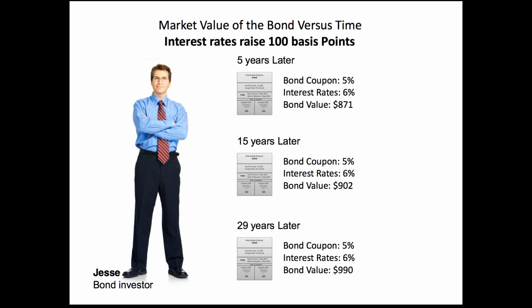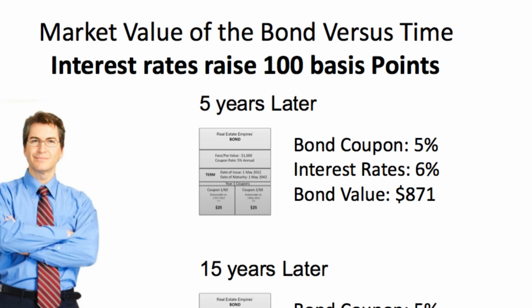So let's assume that Jesse bought this bond on day 1 of the issue, which was 1 May 2012. And now we're going to warp ourselves into time 5 years later. Okay? And what we're going to do is move interest rates from when Jesse initially purchased the bond. So when Jesse purchased the bond, interest rates were around 5%, and that's what he bought his bond for. But now, 5 years later, interest rates are up at 6%, which is a lot better if he would be buying new bonds because he'd be getting 6% as opposed to 5%.